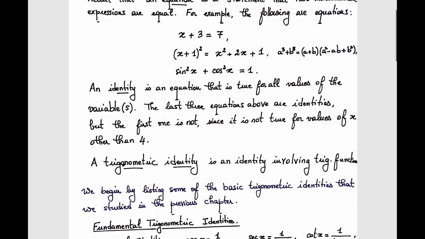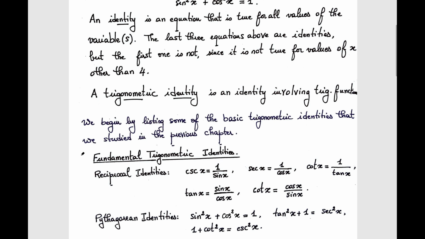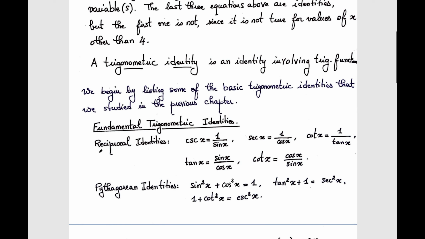All right. A trigonometric identity is an identity, according to the definition we just had, involving trig functions. So you attach this adjective, and it becomes a trigonometric identity. This phrase means an identity that involves trig functions. Let's revisit the basic trigonometric identities that we studied so far in this course.